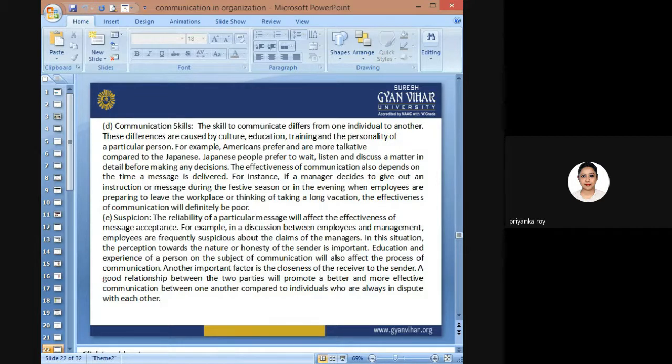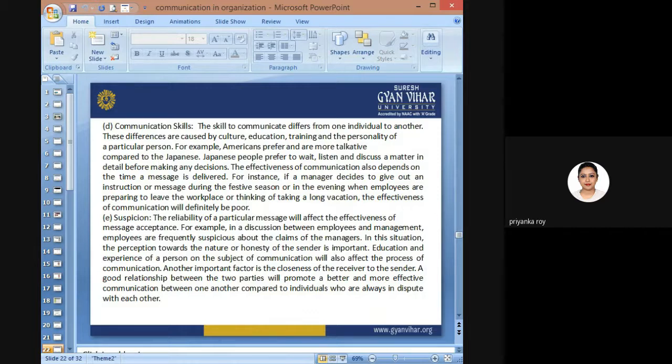The Japanese people prefer to wait, listen, and discuss a matter in detail before making any decision. The effectiveness of communication also depends on the time a message is delivered. For instance, if a messenger decides to give out an instruction or message during the festive season, or in the evening when an employee is preparing to leave the workplace or thinking of taking a long vacation, the effectiveness of the communication will definitely be poor. Why? Because the person will be preoccupied and distracted by what he has to do in the coming time.